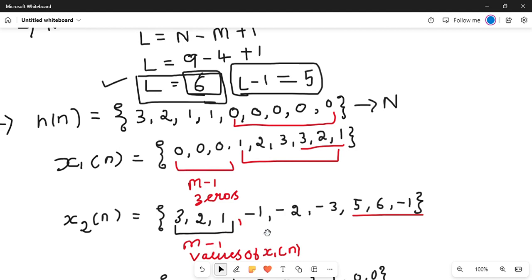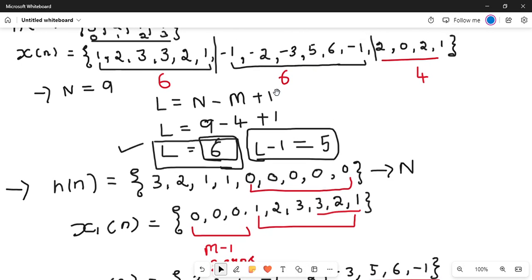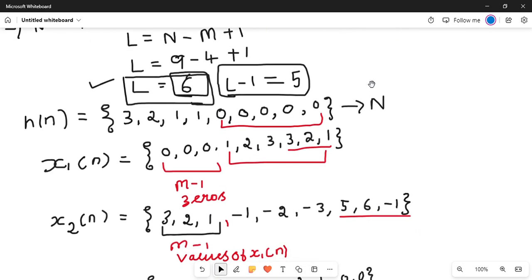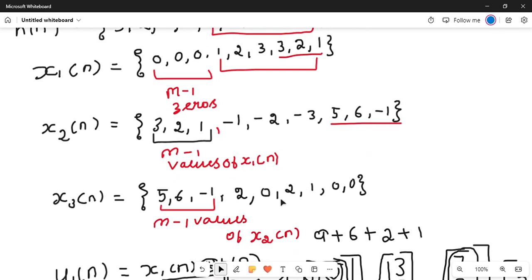Then for x2 of n, what did we do? For x2 of n we took m minus 1 values of x of n, that is 3 values from x1 of n, and put them here. Then the second 6, the second 6 division, that is this division we just used, and we divided it over here. Fine. Okay. Next, what is x3 of n? x3 of n is once again the m minus 1 values of x3 of n, that is this particular plus this 4 division.